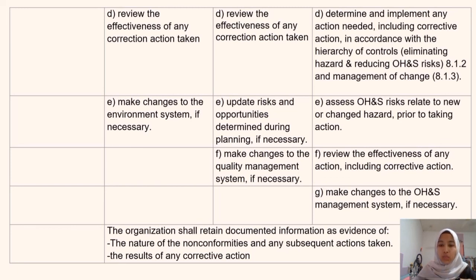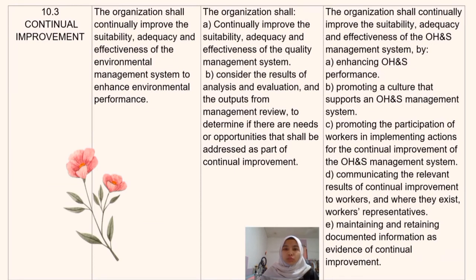And the last one, the 3 ISO need to make changes to the management system. So next we can see the organization shall retain documented information as evidence of the nature of the non-conformities and the results of any corrective actions. Okay, lastly, for 10.3, which is continual improvement, which is to maintain and make it better for the future.